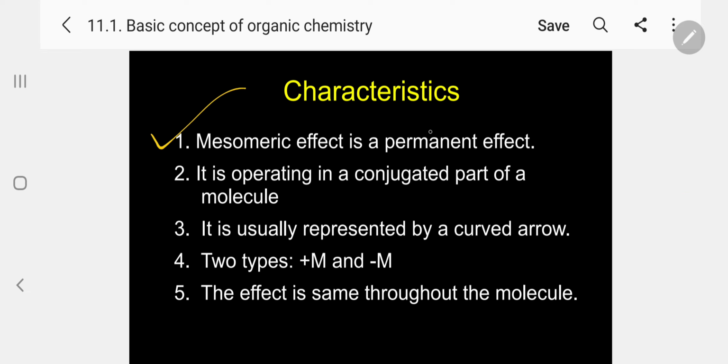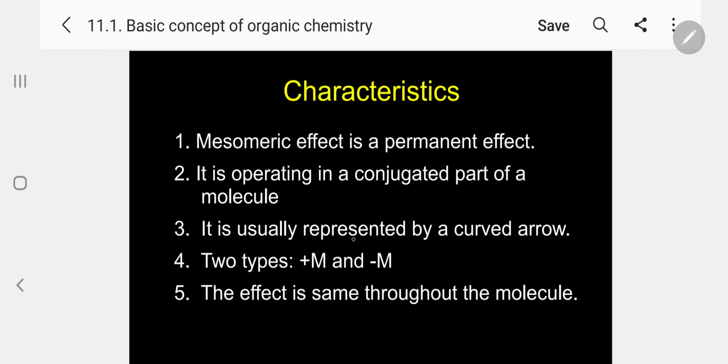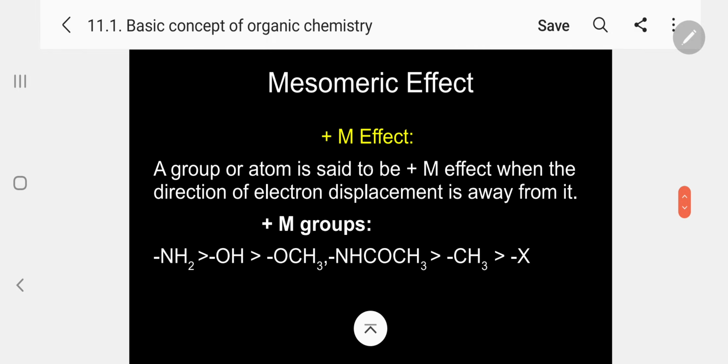Mesomeric effect is a permanent effect. It operates in a conjugated part of a molecule, that is, only in aromatic. Please follow. If it is aliphatic, it should be conjugation. It is usually represented by a curved arrow. There are 2 types, +M and -M. The effect is the same throughout the molecule. Kindly follow. The effect is the same throughout the molecule.